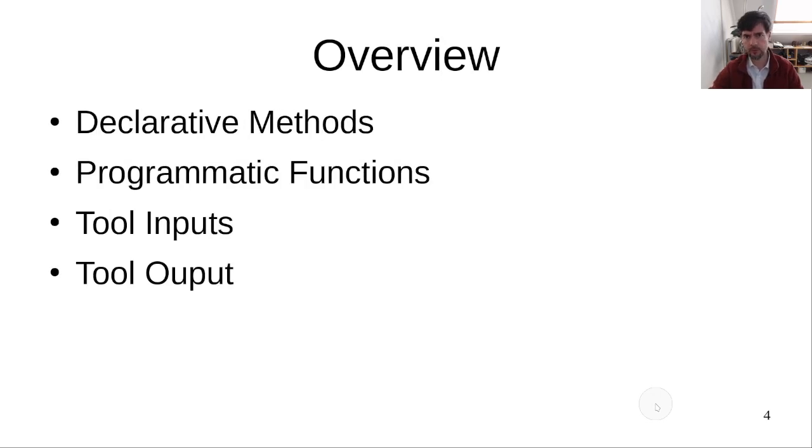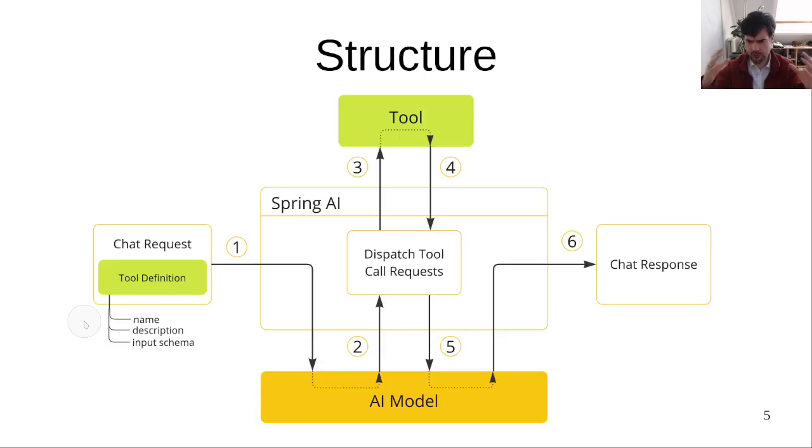All right, so our overview of what we're going to do. We're going to talk about making methods, turning methods into tools, and we're going to do that declaratively. Then we're going to make functions, and we're going to turn those into tools programmatically. Then we'll talk about tool inputs and tool outputs. What is the structure? How does this interact with each other?